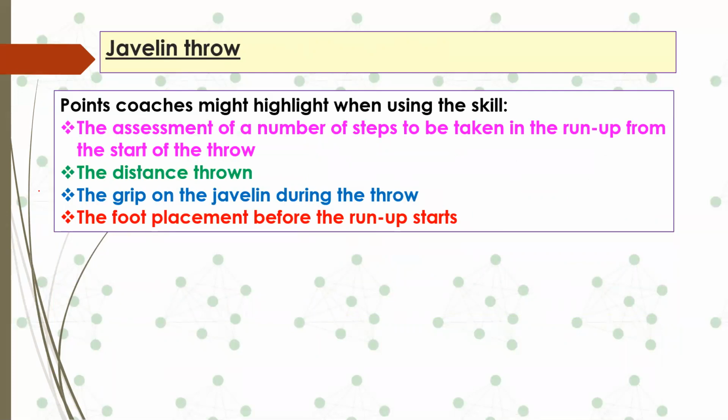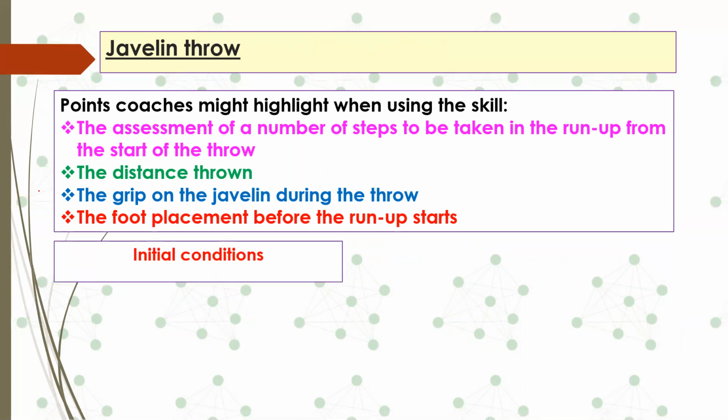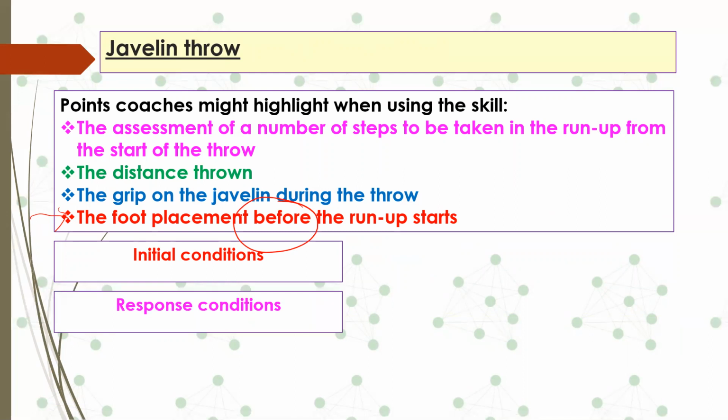And this one is to do with the javelin throw. So again, you've got 4 different stages, not in order. Take a moment to note them down in the order that you think they should come in based on the 4 stages of the process. And the first one here, so the foot placement, the clue is happens before. So before you start running, you need to have an awareness of the environment and the foot placement that's currently taking place. You then come to this one, which is the response conditions.